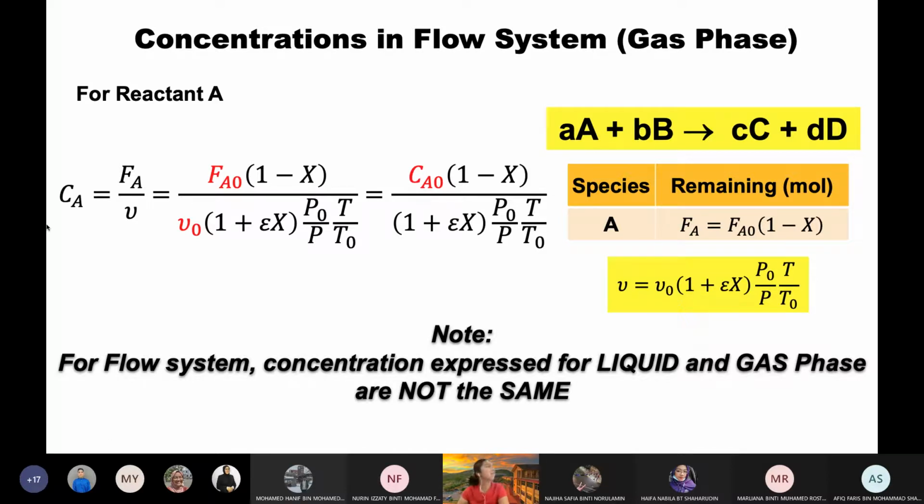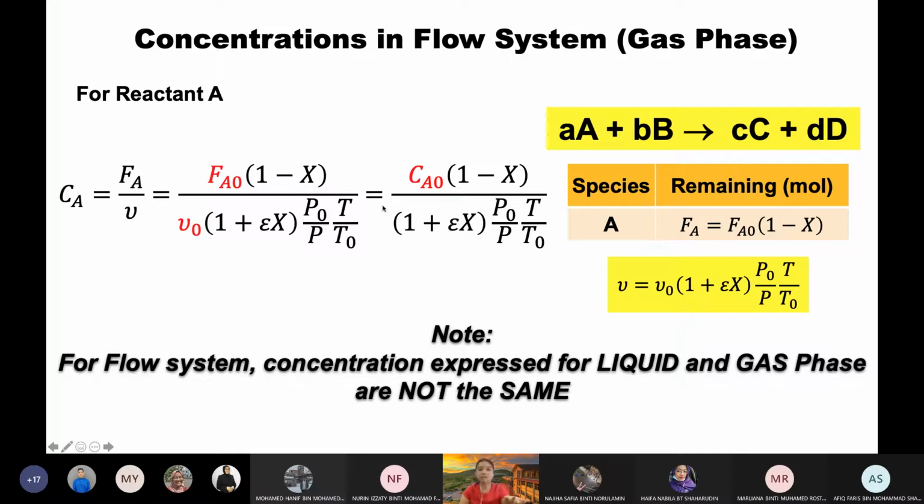So what's the difference? Okay, first of all, first step masih sama. Outlet concentration of A equals to outlet molar flow rate of A divided by outlet volumetric flow rate. So step pertama masih sama, outlet molar flow rate bahagi outlet volumetric flow rate. Outlet molar flow rate ni, FA ni we get from the table. That's why we do the table. The table tell us FA ni sama dengan FA naught in bracket 1 minus X. So sebab tu table tu liquid atau gas untuk flow, table masih sama. Table tak berbeza, yang berbeza adalah concentration.